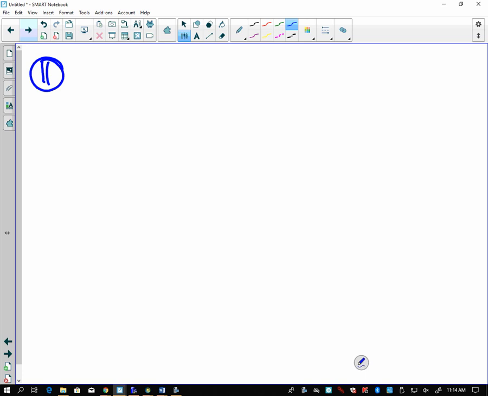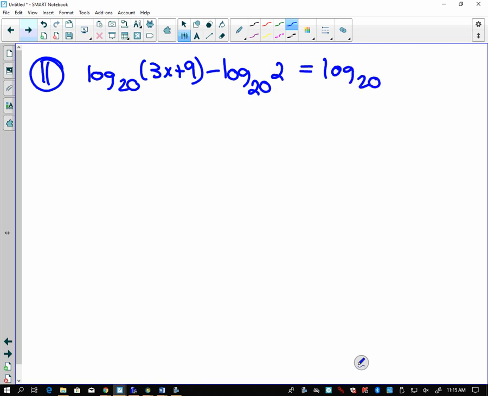11. Okay, we've got log base 20 of 3x plus 9, minus log base 20 of something. That looks good. At least we're keeping everything in log base 20, equals log base 20 of 12. What do we notice about all our logs? They all have the same base of 20, which means I can combine them, right? What does subtraction become? Division. As I get rid of the logs, it becomes division.